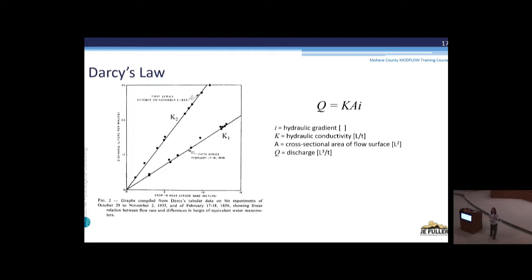So he could have a really tall tube or really high pressure at the top, and it didn't matter what the difference in head was for a given sand, K1, K2. All the differences in head versus discharge fell along a constant linear line, linear slope. So that was a pretty good revelation. He basically discovered that there's a linear relationship between discharge and gradient. And area is just the cross-sectional area of the flow.